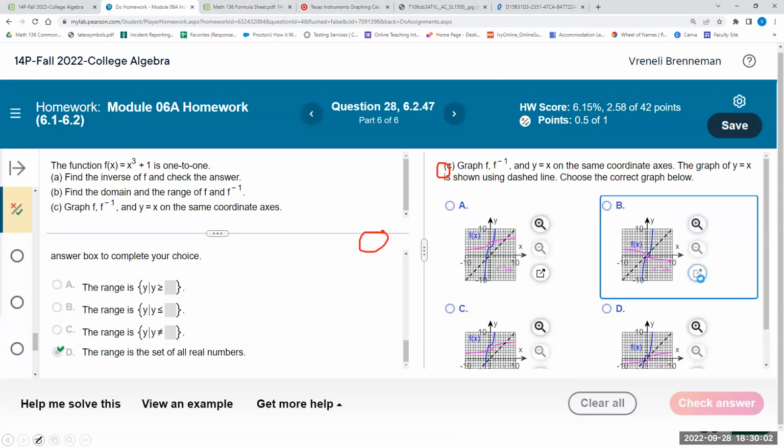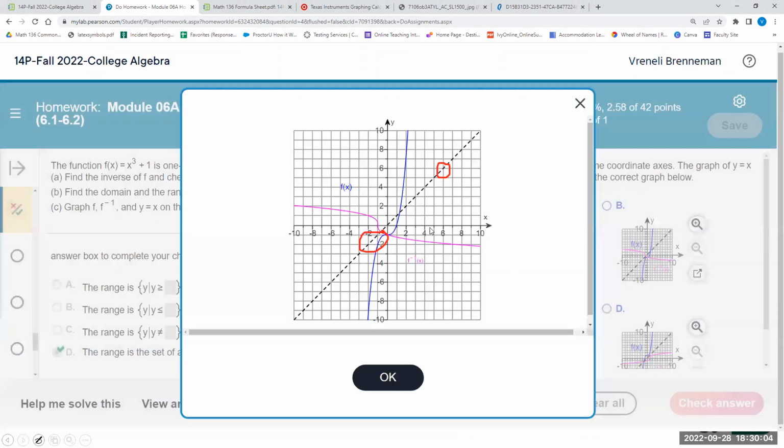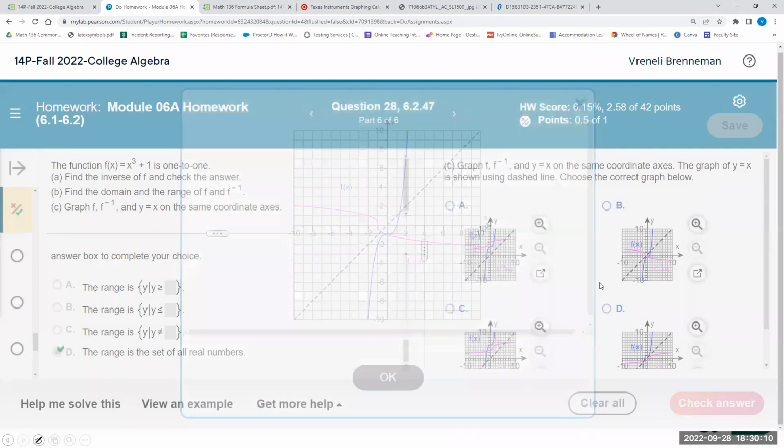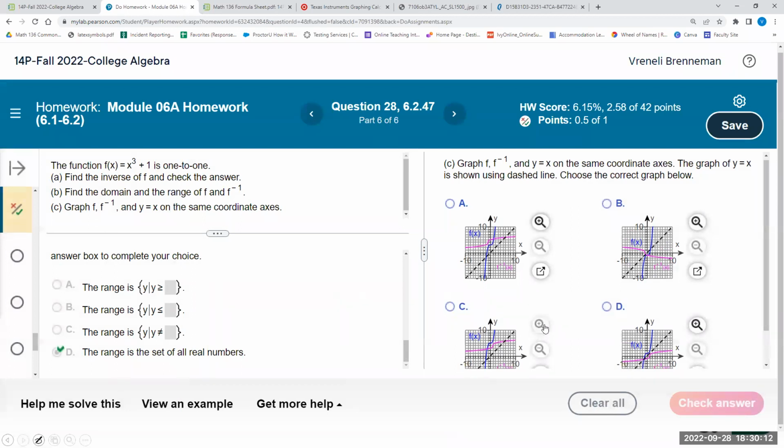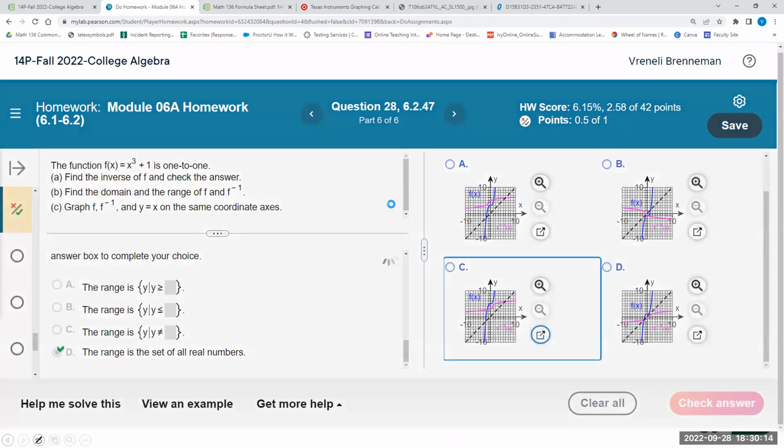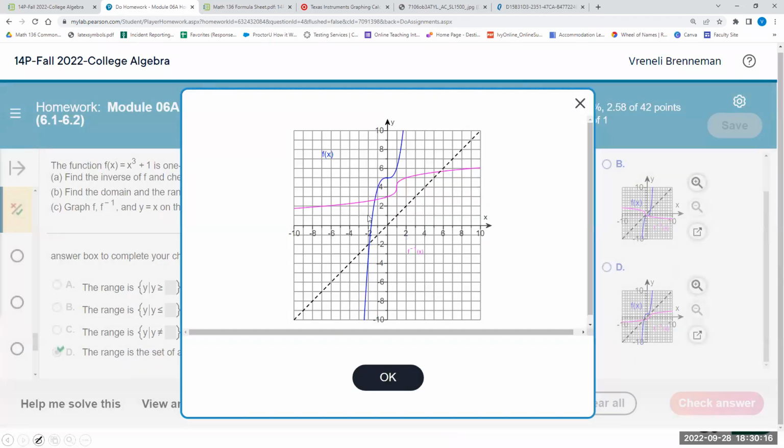Same thing on this one. We have each of those graphs intersecting this dotted line, y equals x, and not at the same place they intersect each other. Same thing on C. So again, that's enough to immediately tell this is not the graph of the function and its inverse.